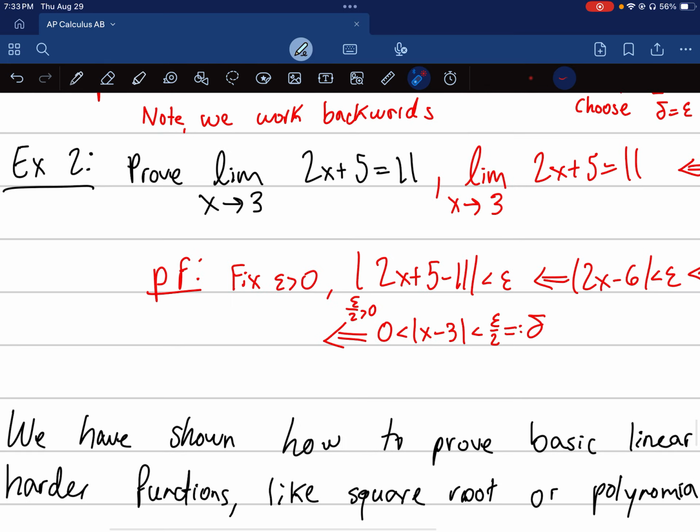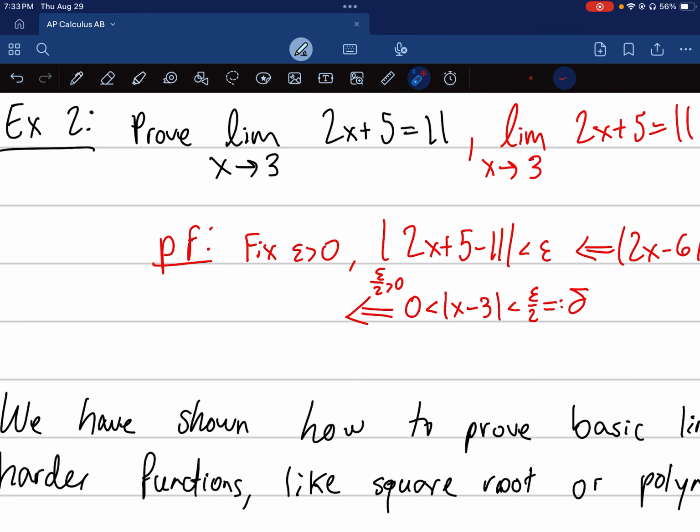For example number 2, we're going to prove that the limit as x approaches 3 of 2x plus 5 is equal to 11.